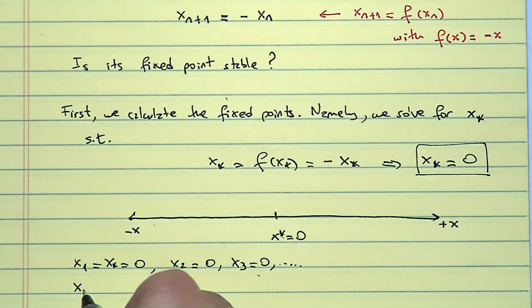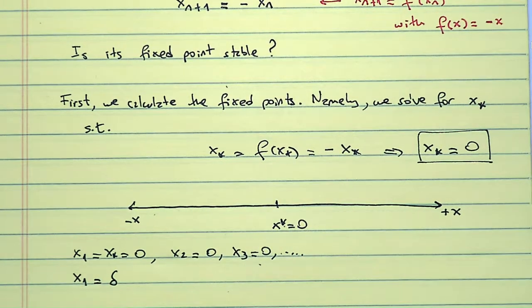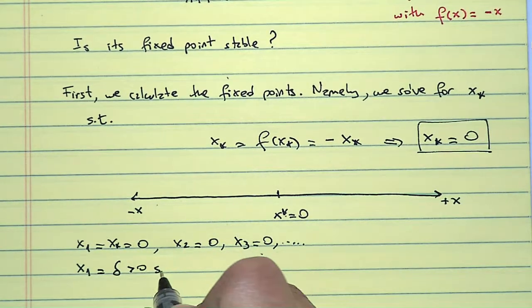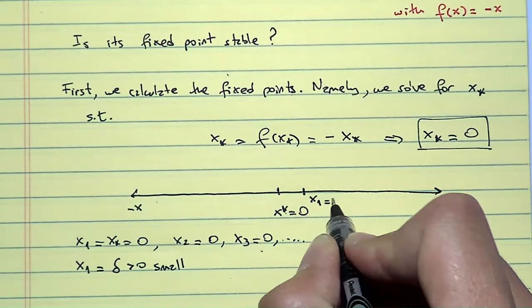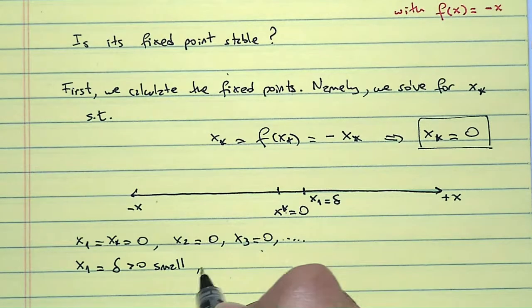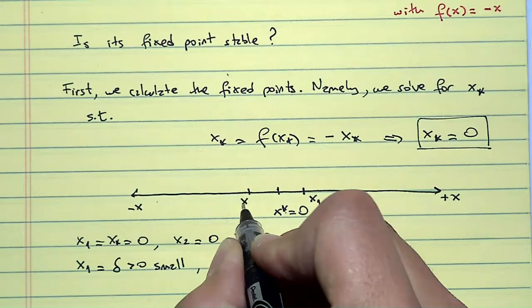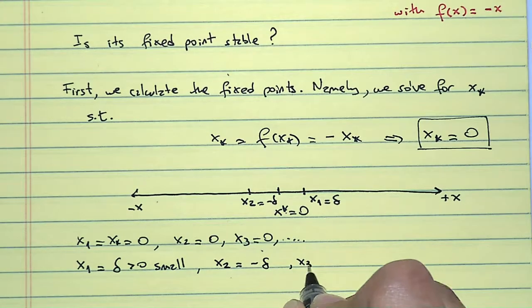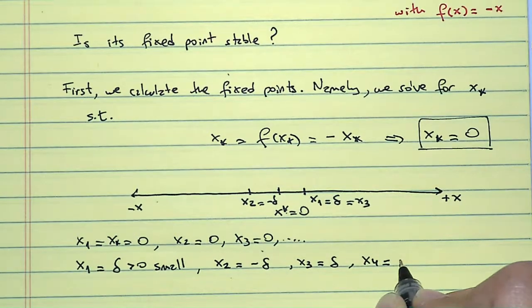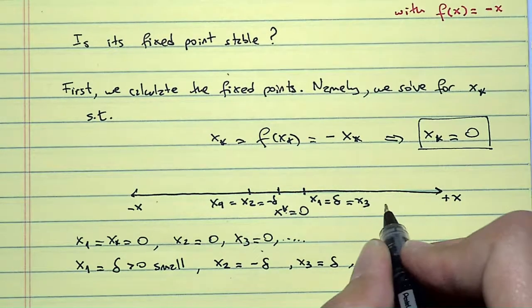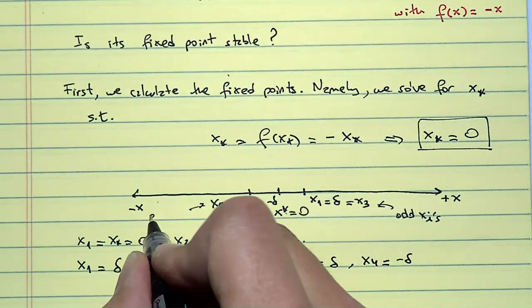Now let's pick x1 equal to a very small number. Let's call that number delta, just for simplicity, where it's positive, but it's small. And if that's the case, then this will be my x1 equal to delta. What will be x2? Negative. It will be minus delta. So then from x1, I go to x2. And what will be x3? Delta again. So this is x3. And what will be x4? Minus delta again, which is this guy. So the odd xm's go here, and the even go here.